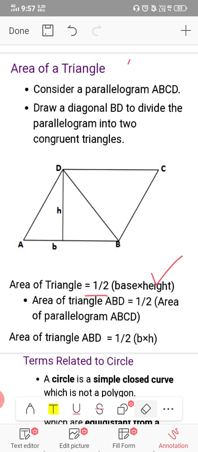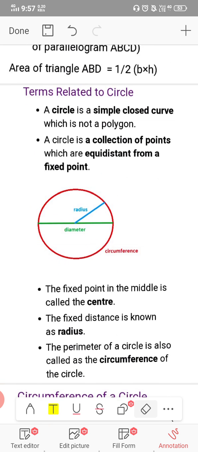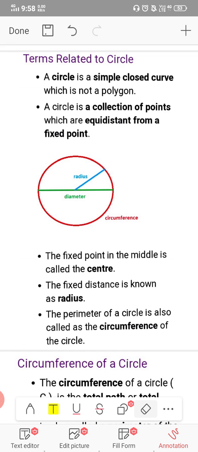Now moving on to the next part, we come to circle. What is a circle? A circle is a simple closed curve which is not a polygon. What are polygons? Polygons are those which have more than 2 sides, where the number of sides is more than 2. That will be called a polygon. Now a circle doesn't have any lines, that's why it is not a polygon. It is a closed curve.